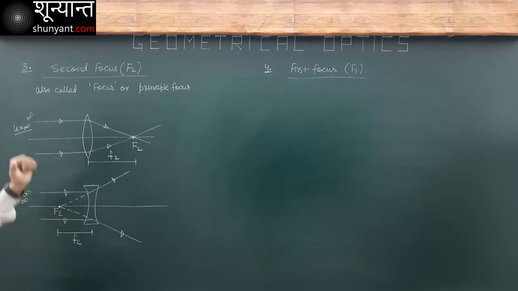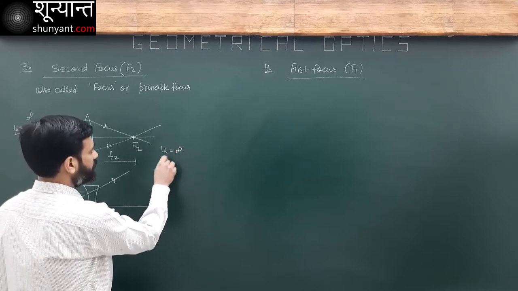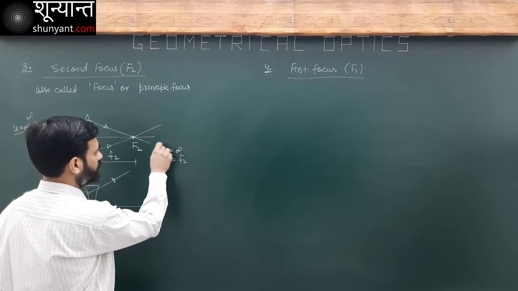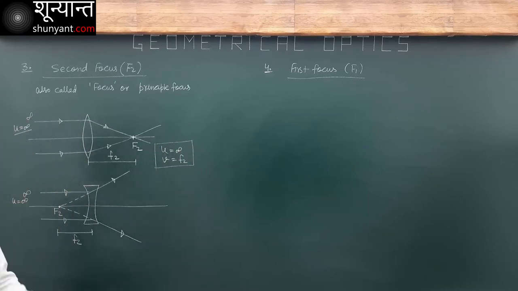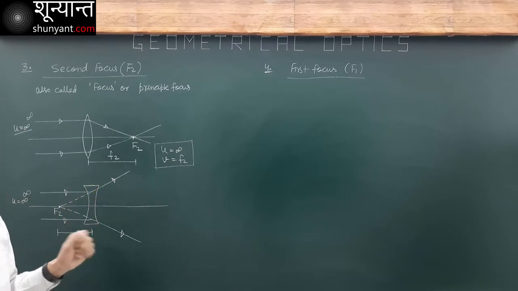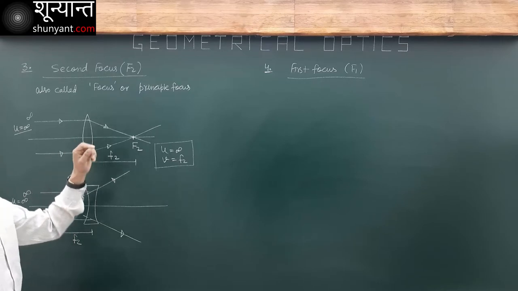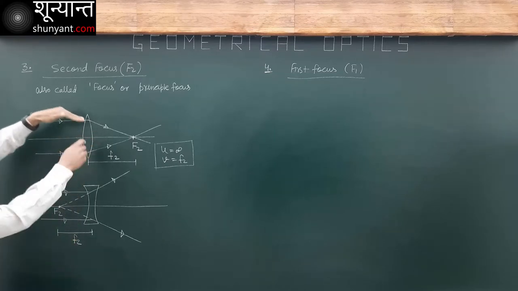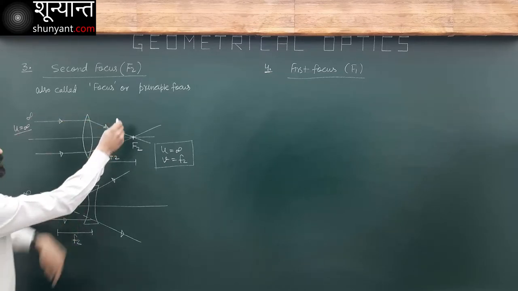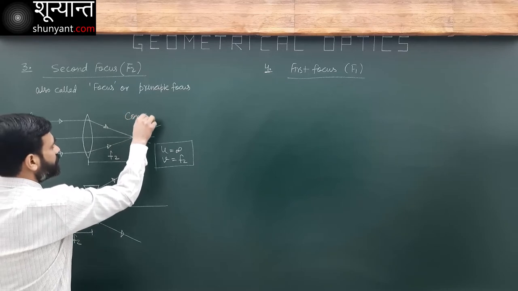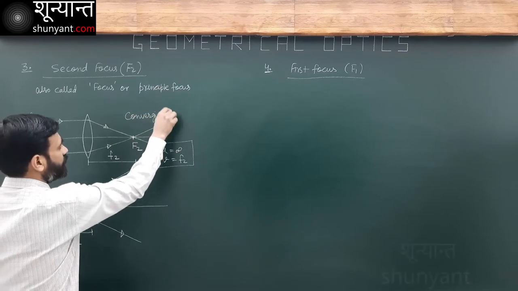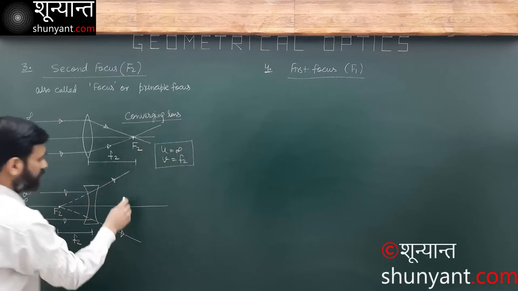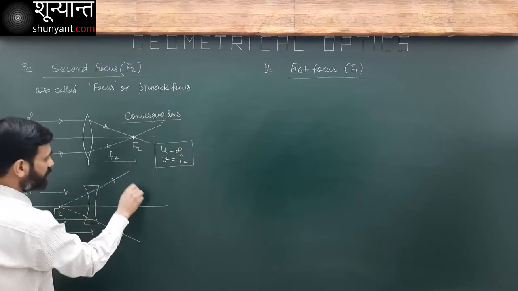Now, what it means is, if my object is at infinity, the image will be at the second focal length. Do you understand this properly? Now, one other thing. This is a parallel beam of light. After passing through this lens, they converge, so this is also known as a converging lens. If they are diverging, this is known as a diverging lens.